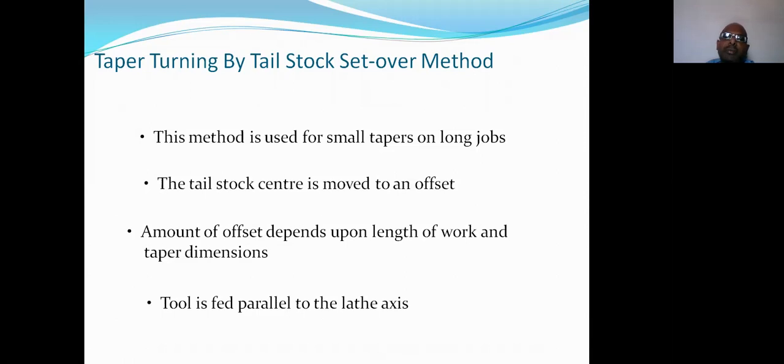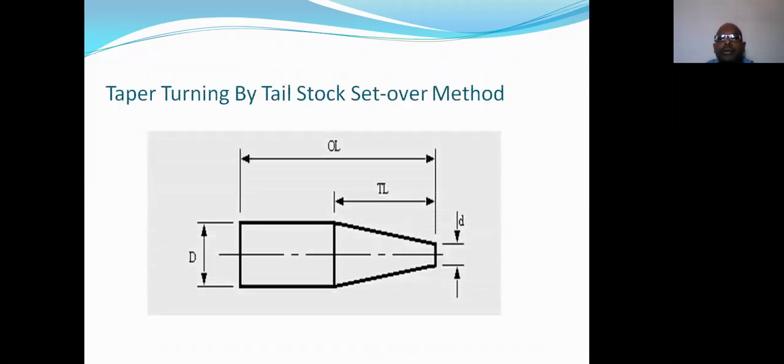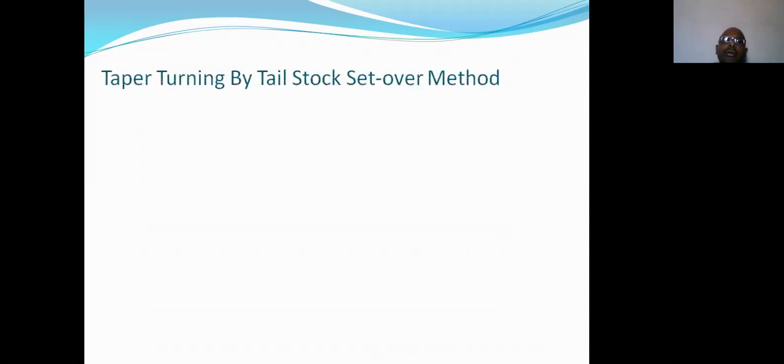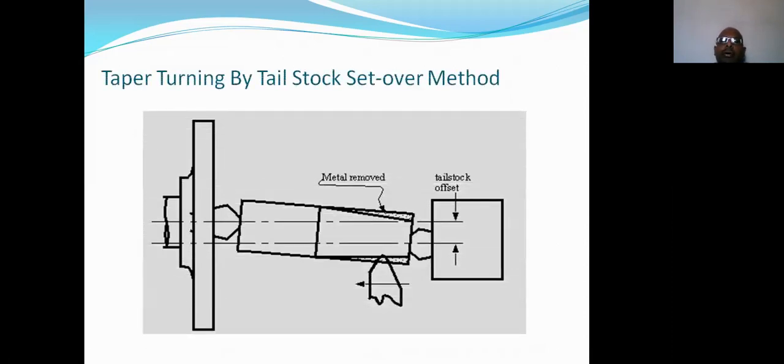So that means the tool is fed parallel to the lathe axis. Lathe axis is nothing but also called the axis of the machine. In this one, the offset is calculated by using taper length and total length of the job. For the first three methods, there is no need to consider the overall length of the job. Only the length of the taper is considered to calculate the angle of the taper. But in this one, in order to calculate the offset, total length and taper length, in addition to that, larger diameter and smaller diameter are also considered. So that formula, now observe.